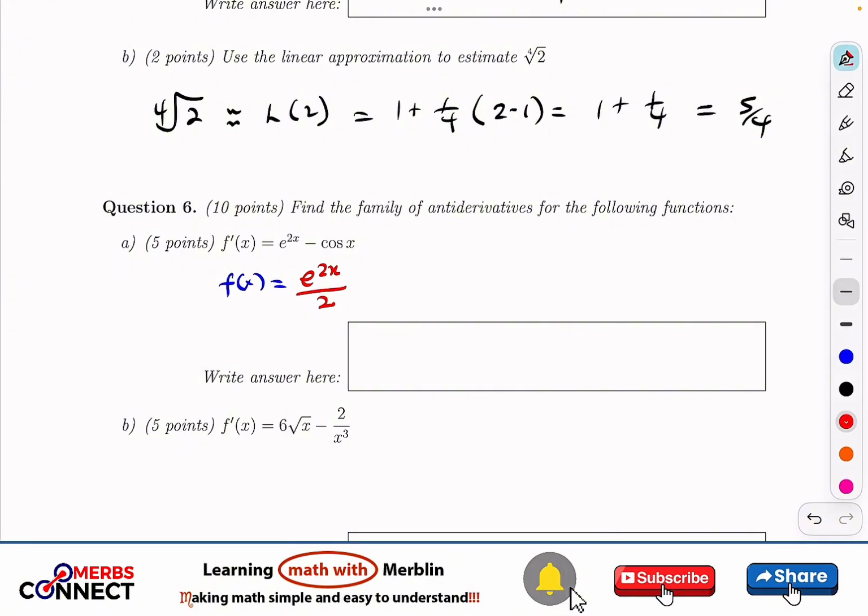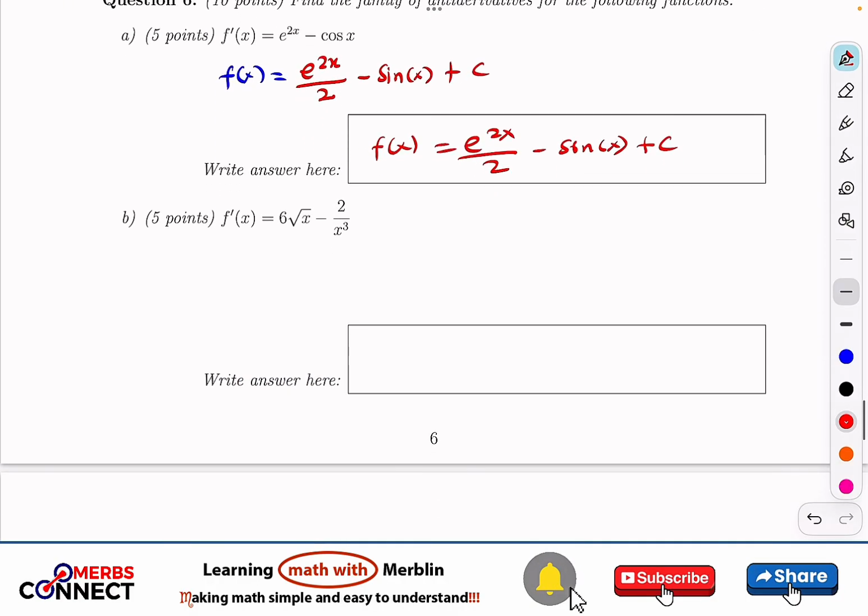And then when you take the entire antiderivative of cos, what do you get? We get sine, right? So this is going to be minus sine x plus c, which is our constant. So we are going to have e to the power 2x divided by 2 minus sine of x plus c. So very simple from here.